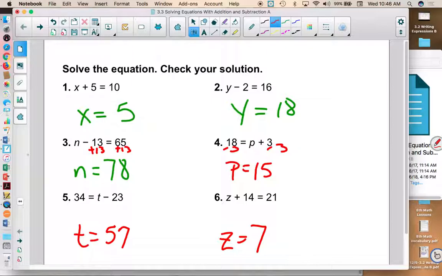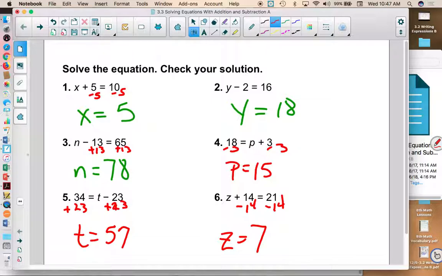One-step equations. That one step is simply to do the opposite. This says plus 14, so I'm going to subtract 14 from both sides. This one says minus 23, so I'm going to add 23 to both sides. This one said plus 5, so I'm going to subtract 5 from both sides. Simple stuff, right? Addition, subtraction. I'm solving a single one-step equation. Okay?